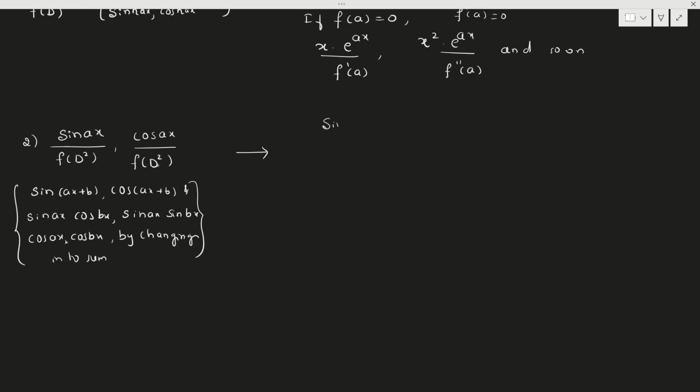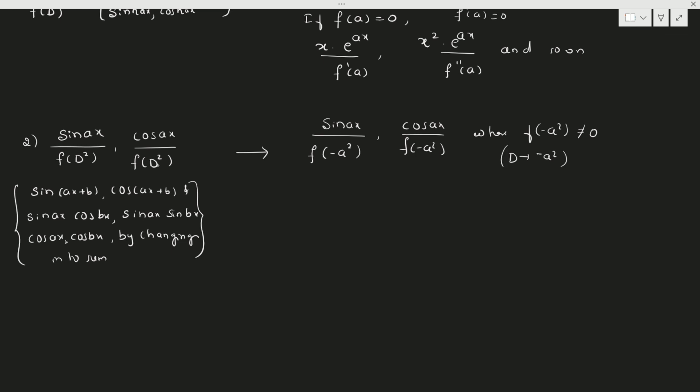The first step is to keep the numerator as it is and replace f of D square by minus a square. So cos ax by f of minus a square, where f of minus a square should not be equal to 0. What we did is D square is replaced by minus a square.